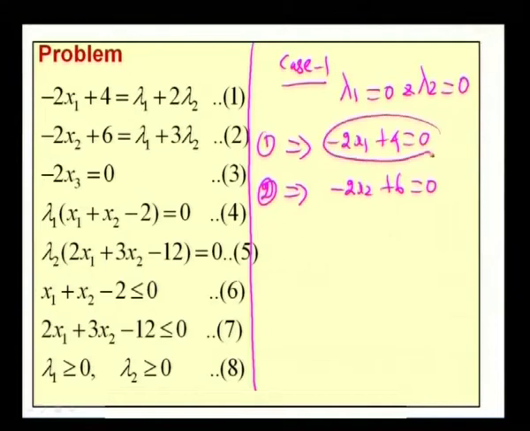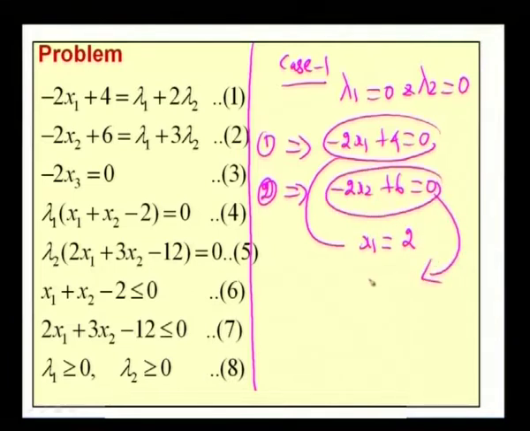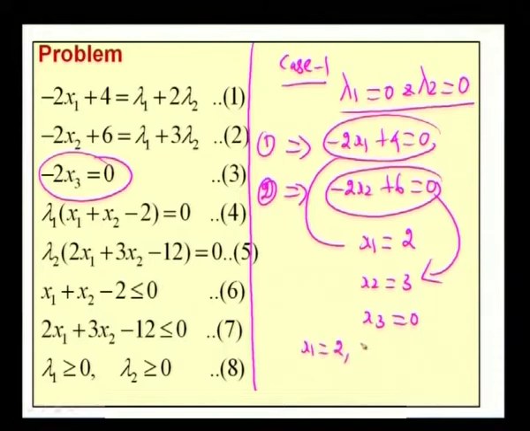Now, from the first equation, we get the value of x 1 equal to 4 by 2, which is 2, and from the second equation, we get our x 2 value as 6 by 2, which is 3. Of course, the third equation, minus 2 x 3 equal to 0, gives us x 3 equal to 0. So, for the case lambda 1 equal to 0 and lambda 2 equal to 0, our x 1 value is 2, x 2 value is 3 and x 3 value equal to 0.